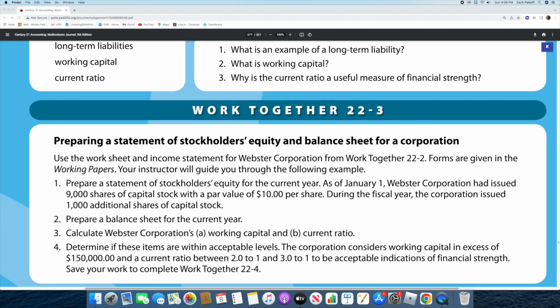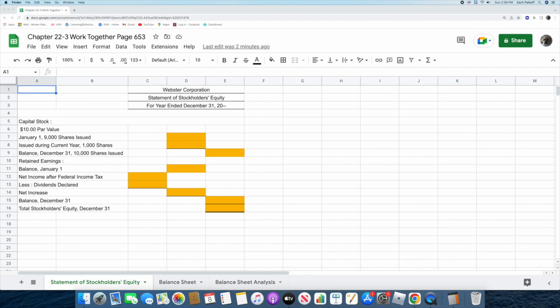Alright, so now that I've read over the instructions, let's jump right into the 22-3 work together. Alrighty, so now we're going to be moving on to the 22-3 work together, in which we will be preparing a statement of stockholders' equity, balance sheet, and analyzing a balance sheet for a corporation.